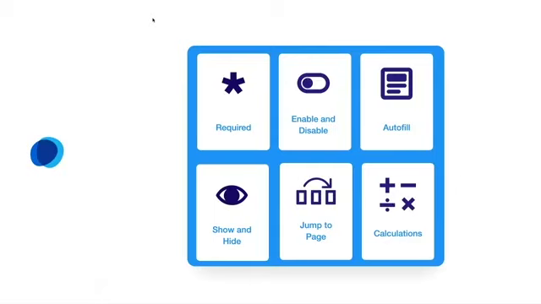Which are these rules? Required is one of them. So when a user fills up one certain item in your form, another field in that form becomes required automatically, depending on the answer that that person is filling up in the previous question. You can enable or disable fields. You can autofill, retrieving data from external data providers and just uploading them into your forms. You can show or you can hide fields. You can jump to pages, and you can perform calculations using our forms.